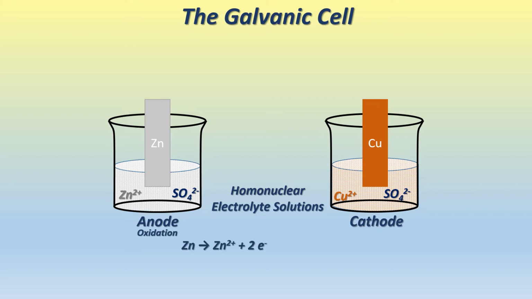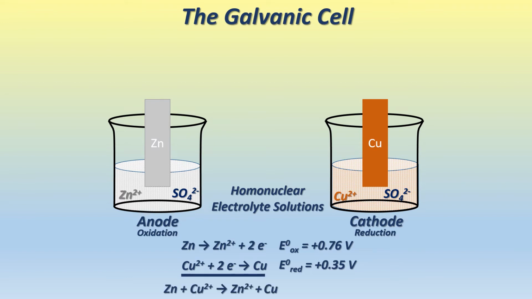Oxidation occurs at the anode, so zinc will go to zinc 2+ plus 2 electrons. Reduction occurs at the cathode, so copper 2+ will receive those 2 electrons and be reduced to copper. Both of these half reactions have positive potentials. With the zinc reaction at +0.76 volts and the reduction at 0.35, one winds up with a total voltage of +1.10 volts. Since the voltage is positive, that means the reaction is spontaneous.